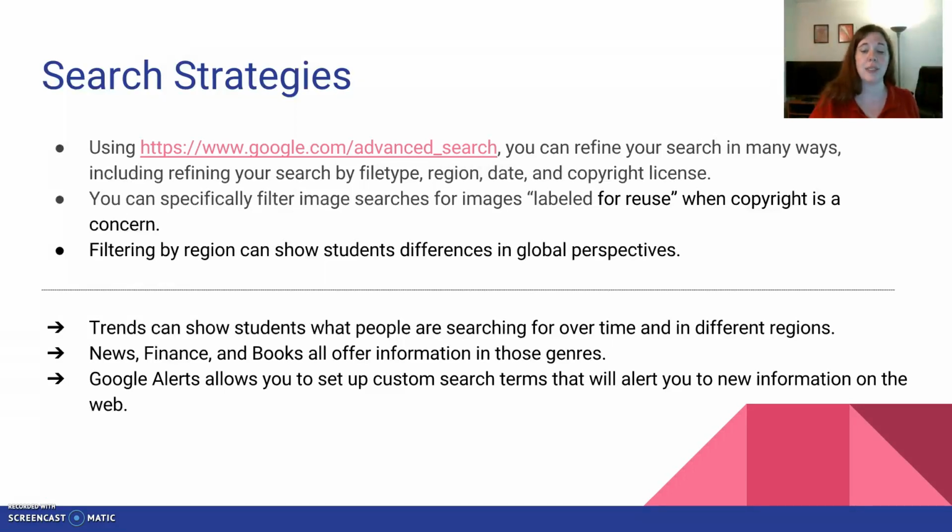Google Alerts allow you to set up custom search terms that will alert you to new information on the web. If you want to set up a custom search term with just your name, you can find out when things come onto the internet that involve your name. You can find out who's posting what about you and maybe head it off at the pass.